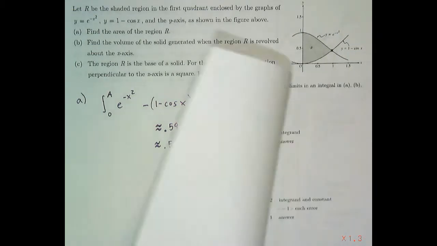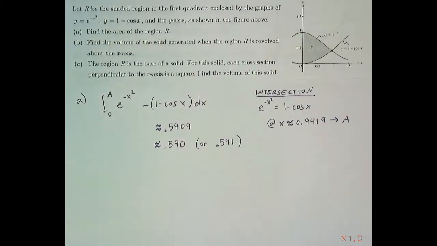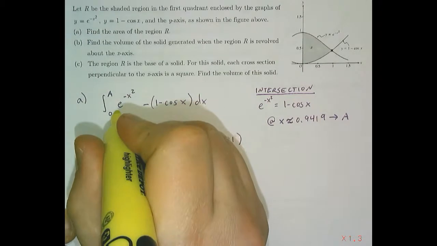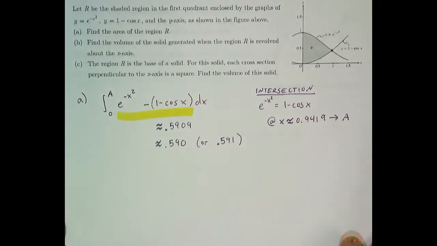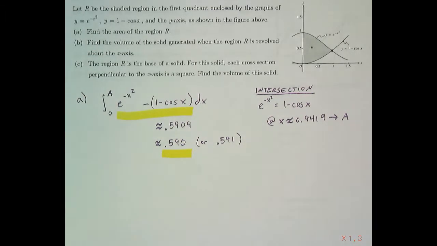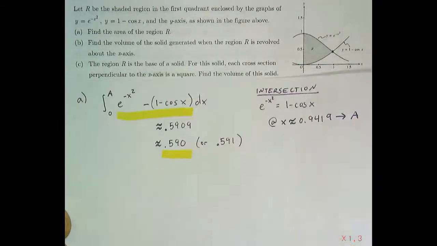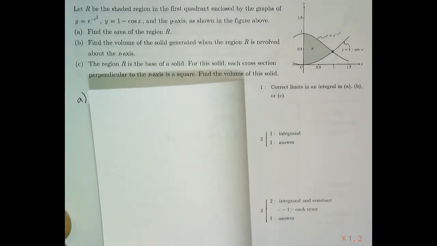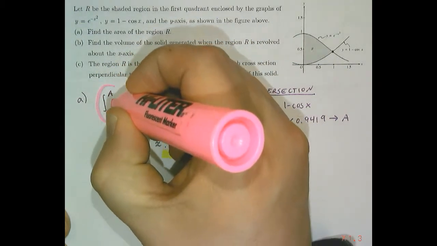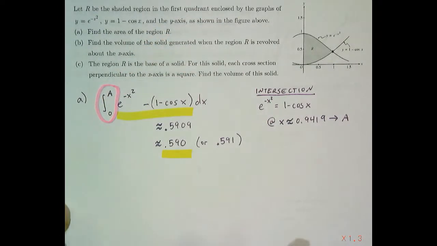The breakdown for Part A is you get 1 point for having the integrand correct. So the top curve minus the bottom curve, that's worth 1 point. You get 1 point for having the answer correct. There's also an additional point that comes from, it says, having the correct limits in the integral in A, B, or C. So I've established the limits for the integral in Part A, so that's going to also net me a 3rd point there. So let's look at Part B.